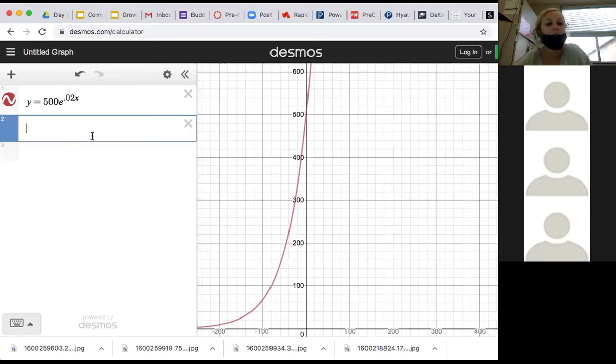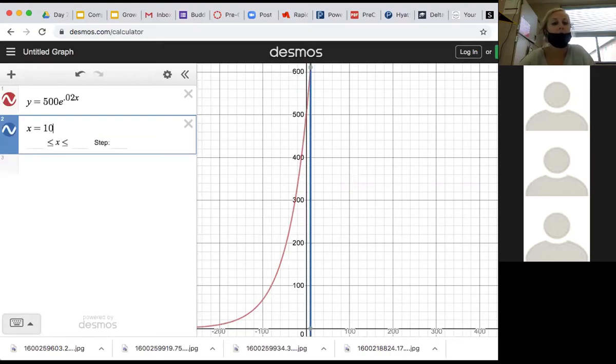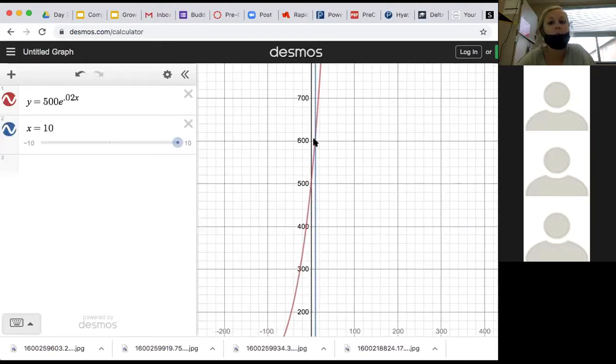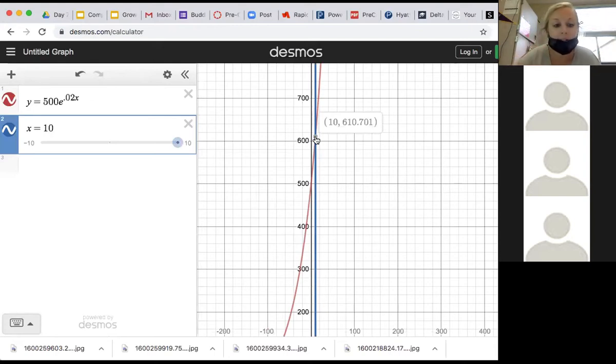Go find, and I'm just going to do it this way. I hope you are watching my screen. Go find when the days equal 10. Go find where X equals 10. Do you guys see how it drew a blue line? Do you guys see how up here they touch? Click where they touch. In 10 days, how many insects do I have?